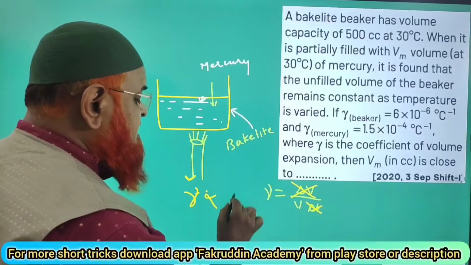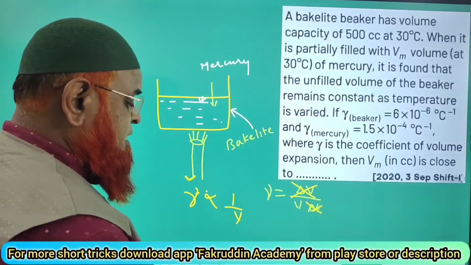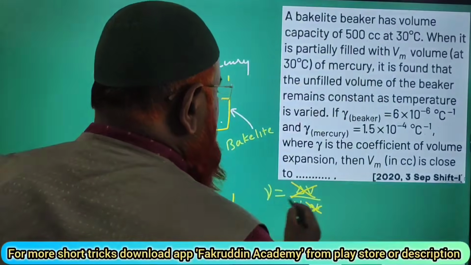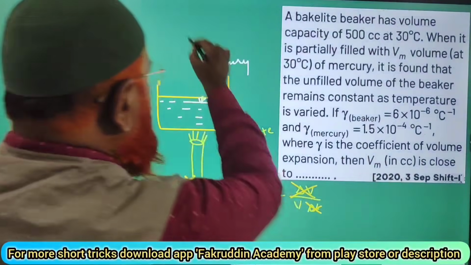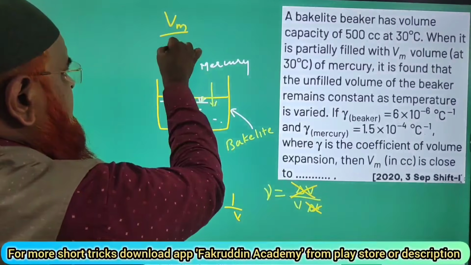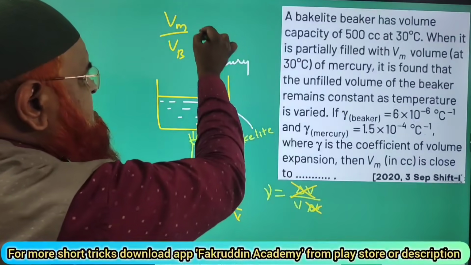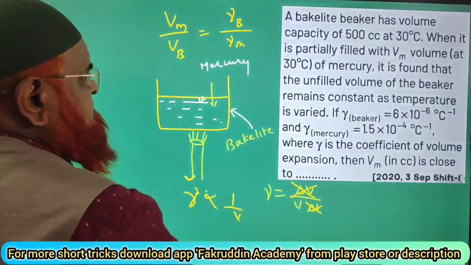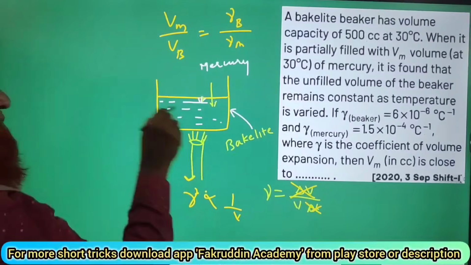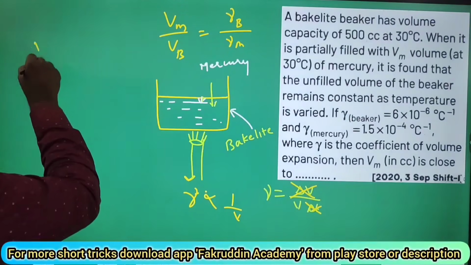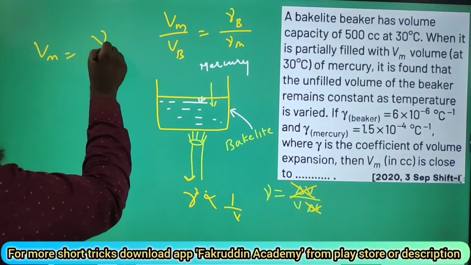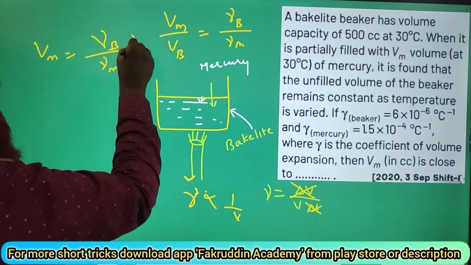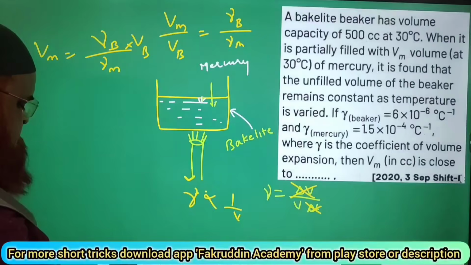Gamma is inversely proportional to volume. What is the meaning of that? He is asking us to find out the volume of the mercury. So volume of the mercury divided by volume of the bakelite is equal to gamma of the bakelite by gamma of the mercury. That's it. So therefore the volume of the mercury is equal to gamma B by gamma M into volume of bakelite.